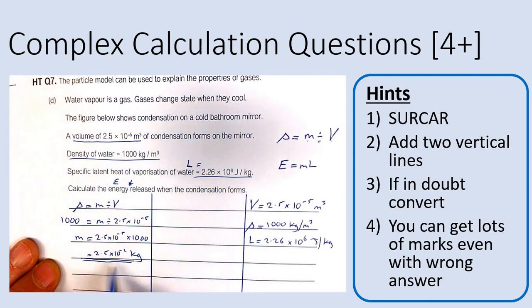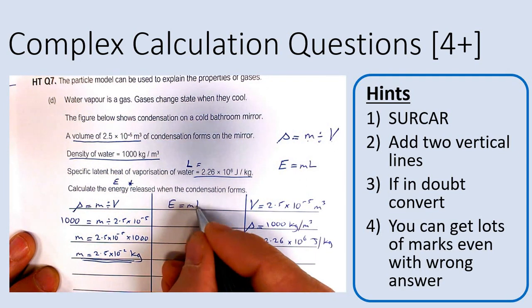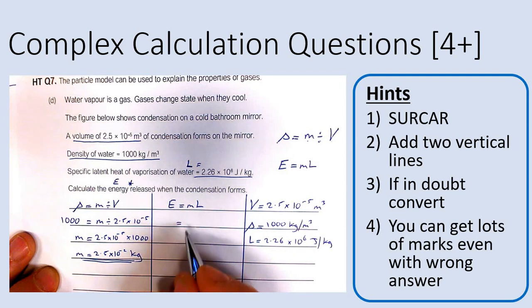Okay, by doing that, I've got another 2 marks. So I've got 2 marks for this alone, because I've put the numbers in correctly, I've rearranged it, and I've got an answer. So I've got a mass now, and I know that using my equation sheet, E is equal to mL. So I'm just going to plug those numbers in.